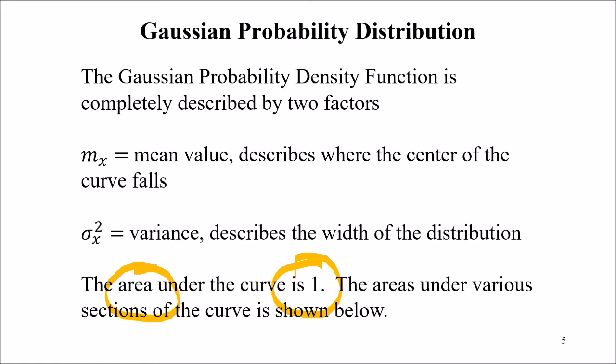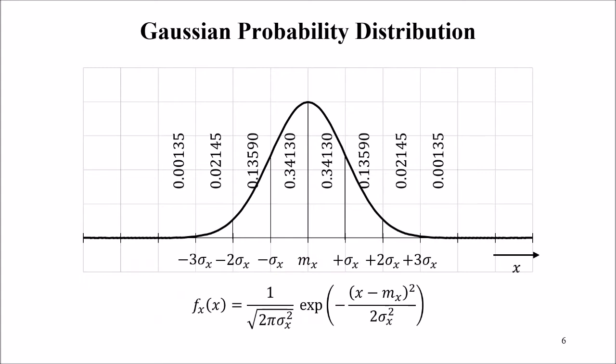If you want to look at the areas under the various parts of the curve, they're shown below. Here is the Gaussian probability distribution curve with its mean value m sub x right in the middle, and the square root of the variance, which is the standard deviation. So we've got 1, 2, 3 standard deviations to each side of the mean, and I used those lines just to break the curve into these 1, 2, 3, 4, 5, 6, 7, 8 portions.